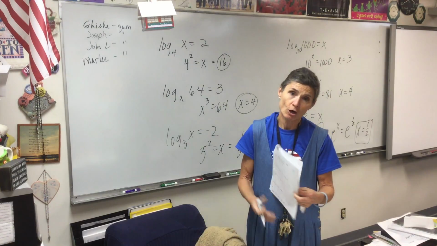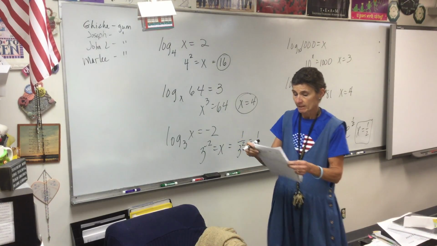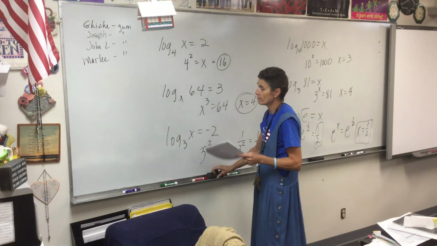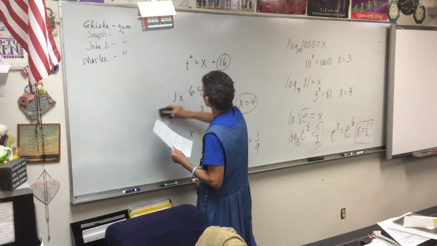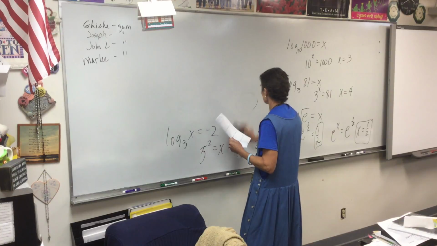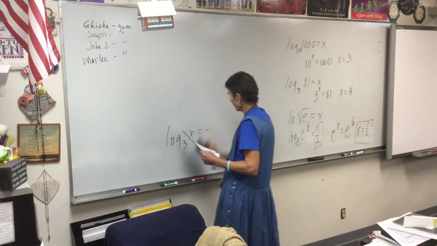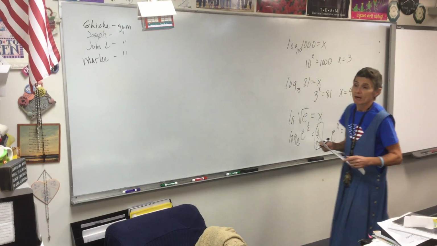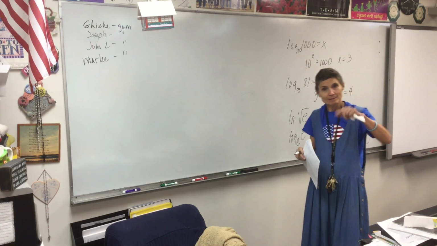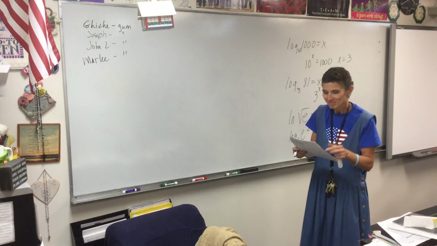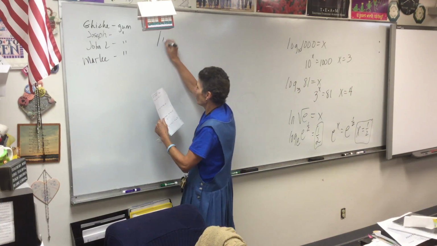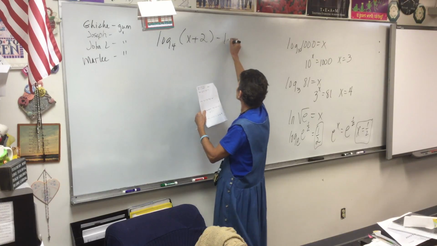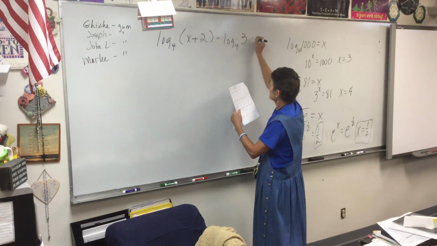Now I want you to turn it over to the back side of page 4, and we're going to look at some logarithmic equations using the properties of logarithms that we talked about in the lesson before this. So we have log base 4 of x plus 2, minus log base 4 of 3, equals 2.